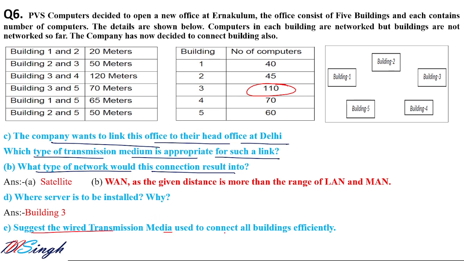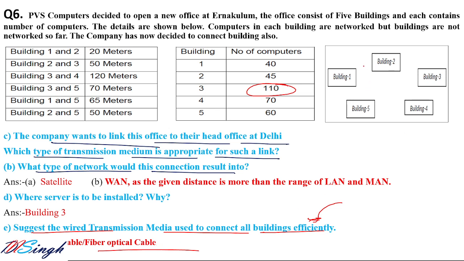Suggest the wired transmission media used to connect all buildings efficiently. Remember, here efficient connection is required. So for that purpose we can also have optical fiber. So you can write both Ethernet cable and optical fiber. Fine, Ethernet cable and optical fiber. Optical fiber cables are costly, but they are very efficient. Ethernet cables are cheap, but they are not as efficient as fiber optics.